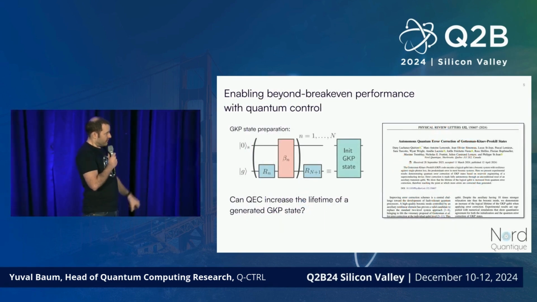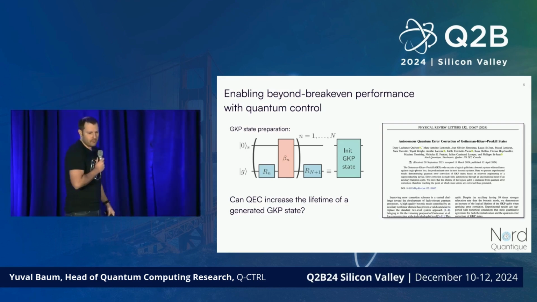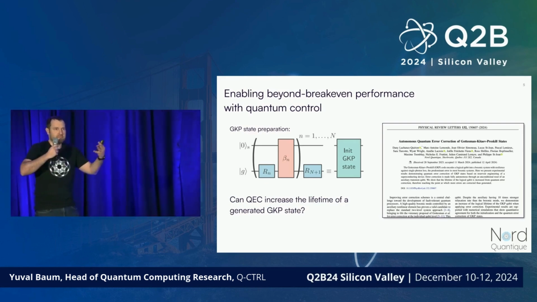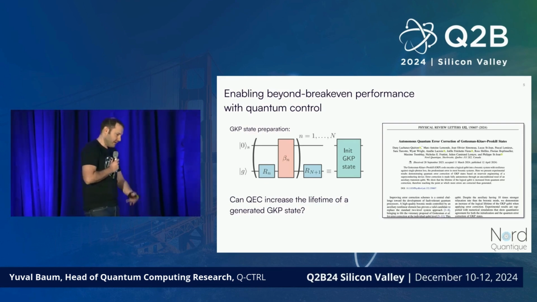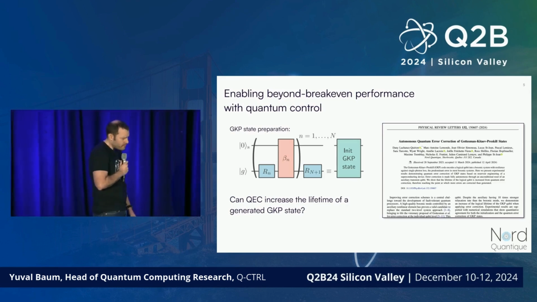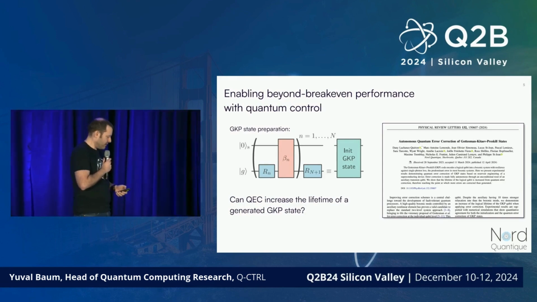So the first work that I want to talk about is from Nord Quantique, and the goal there is a simple question. They want to prepare a GKP state and ask whether they can use quantum error correction to increase the lifetime of this state. In some sense, it is very similar to, for example, the question that Google asked in their last demonstration. And they know how to do it quite well. They know how to prepare at least a GKP state quite well.